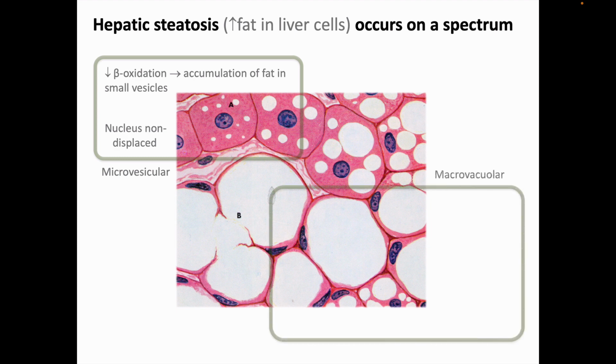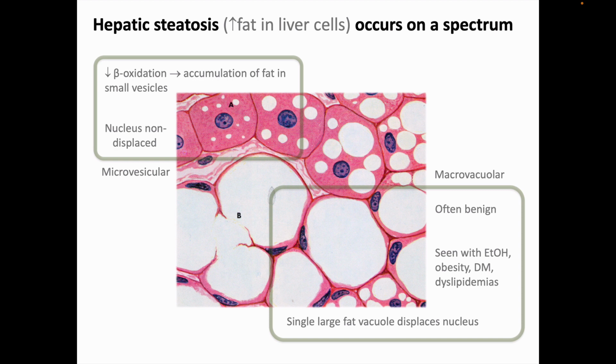On the other end of the spectrum is macrovacuolar hepatic steatosis, which is the more common pattern. This is often benign, and it's the kind associated with ethanol and with obesity. Lots of people can get an ultrasound or CT scan and be told they have a fatty liver, and it's probably just related to excess fat and calorie consumption, as found in a typical yet unhealthy American diet. Here we see a single large fat-filled vacuole, so big that it displaces the nucleus to the cell's rim.